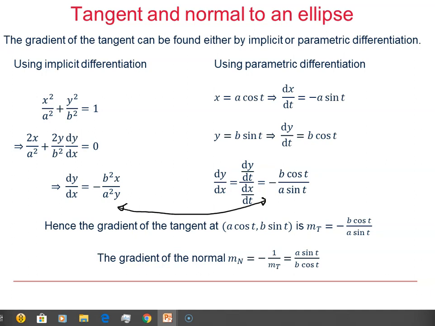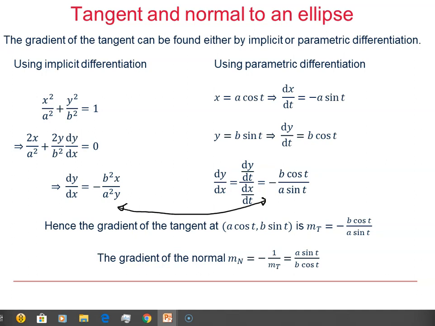Also, it's worth pointing out that these methods can be used to calculate the gradients of the parabola that you looked at for AS level but weren't expected to be able to produce the result yourself. For A level, now that you can use implicit differentiation and parametric differentiation, you should be able to produce a similar result for the parabola. The intention is not that you learn this as a result, but that you know how to prove or find the gradients of the tangent and normal to an ellipse.